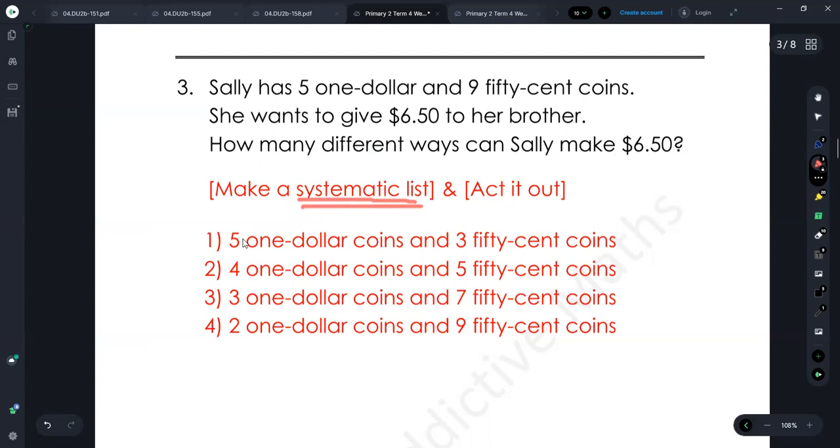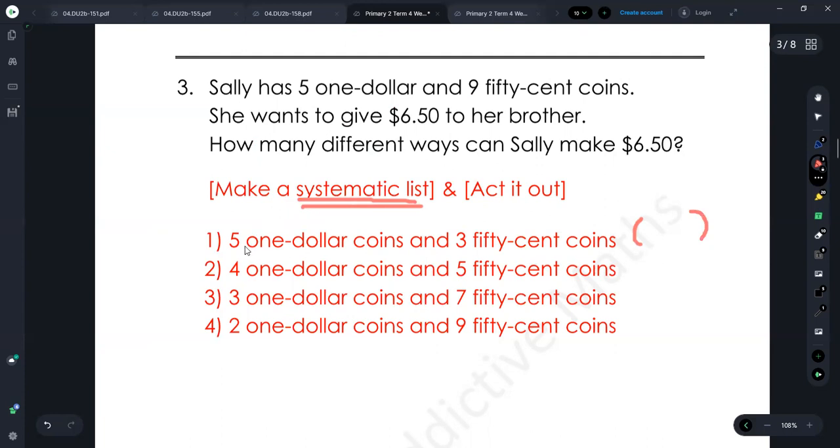How many different ways? So try with 5 $1. If there is 5 $1, how many 50 cents coins do you need to make it 650, right? So they should have a total here. They should check, confirm. So make sure that they add up to 650.